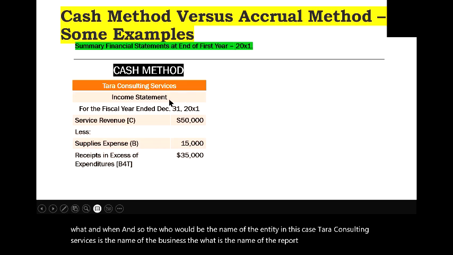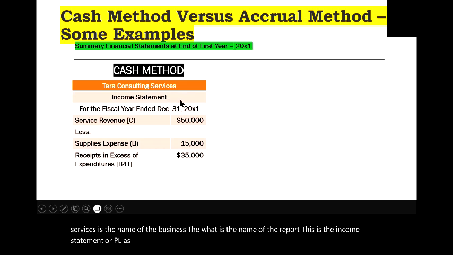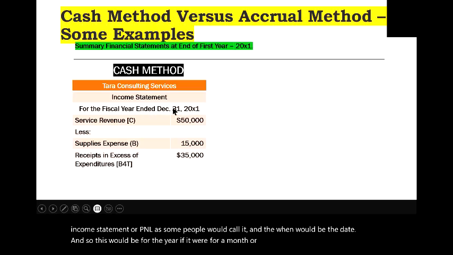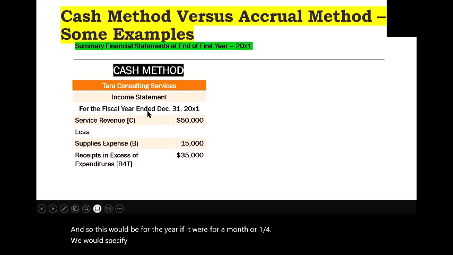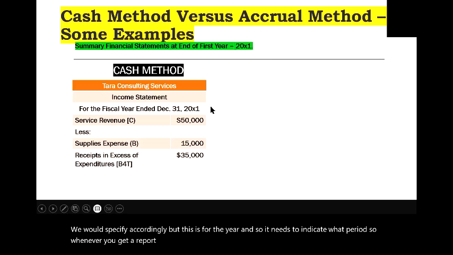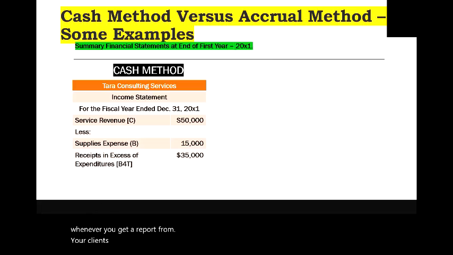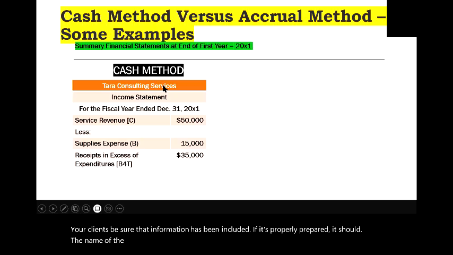This is the income statement, or P&L, as some people would call it. And the when would be the date. And so this would be for the year. If it were for a month or a quarter, we would specify accordingly. But this is for the year, and so it needs to indicate what period. So whenever you get a report from your clients, be sure that that information has been included. If it's properly prepared, it should: the name of the report, the name of the entity, and the date.